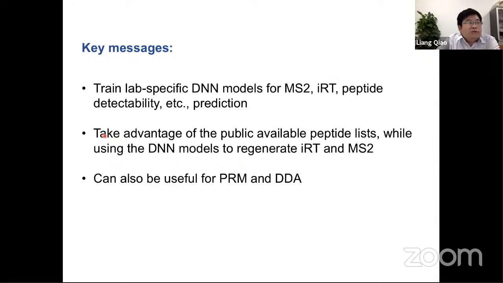And also we should take advantage of the publicly available peptide lists, but using the DNN models to regenerate RT and MS2 and also the other features for data analysis. And also we think the method can also be useful for PRM and DDA.